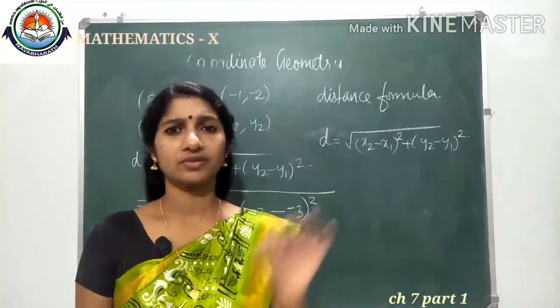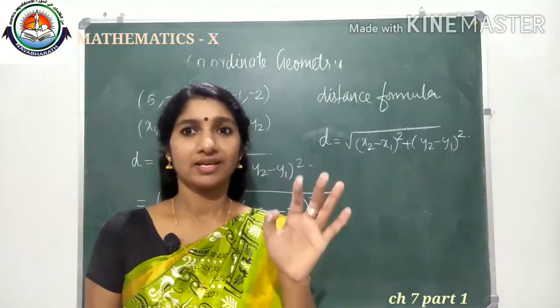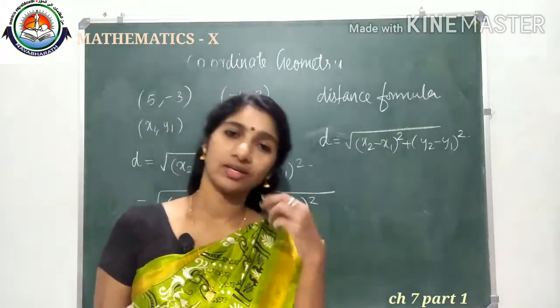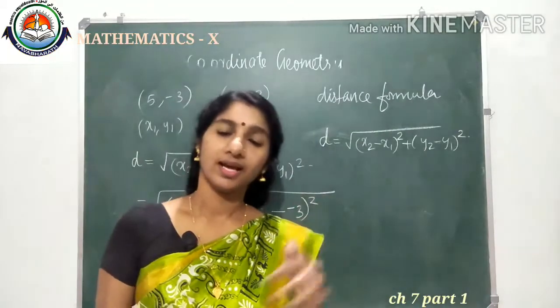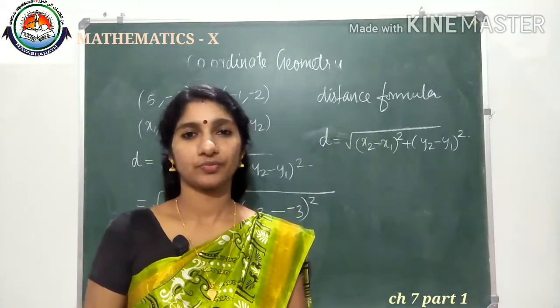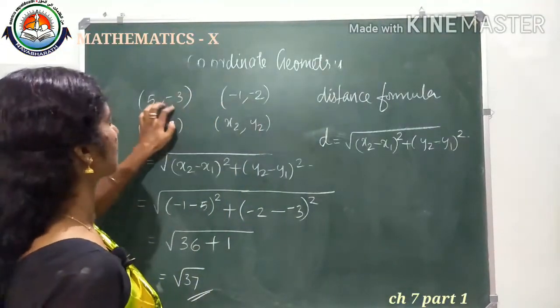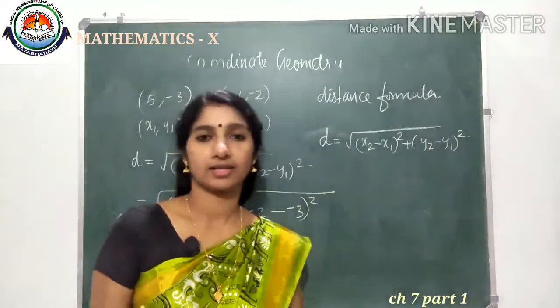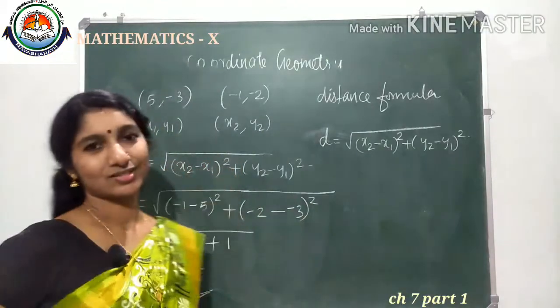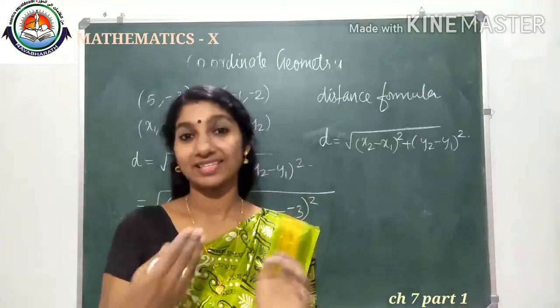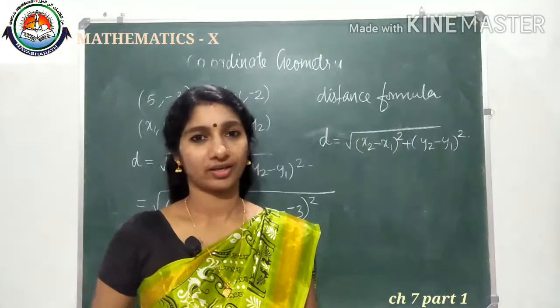Then you may feel confusion about which point to take as x1, y1 and which as x2, y2. Any one point you can take as x1, y1 and the next point as x2, y2. If you interchange also, no problem. Suppose you took this as x1, y1 and this as x2, y2, the same value will come because we are squaring. Interchanging means a negative will come, and that will be adjusted by the squaring.